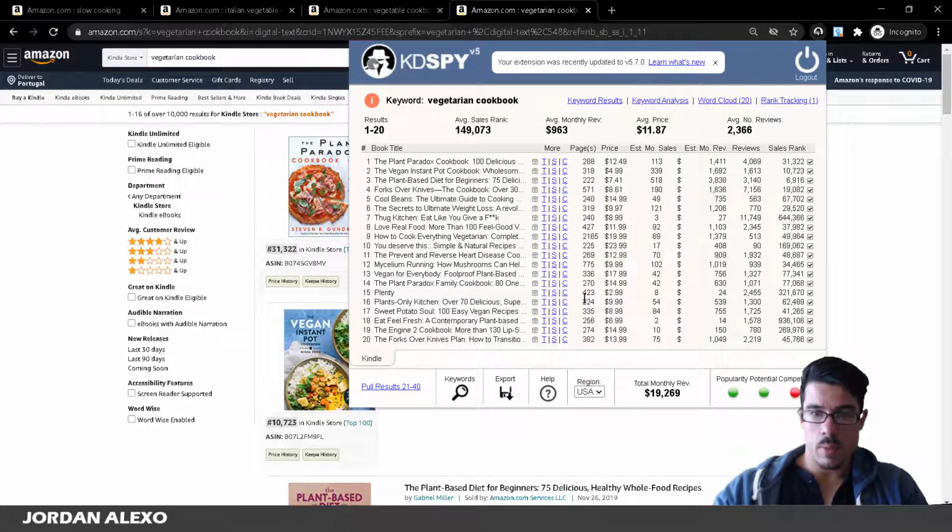Let's see the number of pages. Also, these books, all of them have a lot of pages, and making a book with this length would be expensive. Also, the price. Yeah, you can easily see that this belongs to authors. Normally publishers price their books between $2.99 to $4.99.